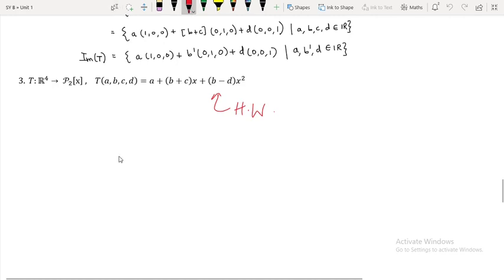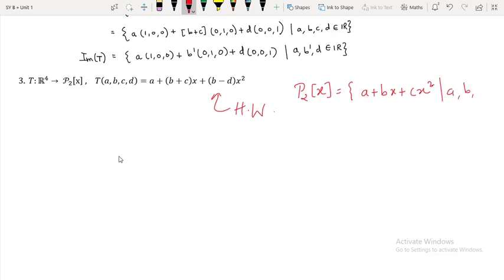P2 of x is nothing but a collection of polynomials having degree less than or equal to 2. So it is of the form a plus bx plus cx square, such that a, b, c belong to R. So this is our P2 of x. Just try this example. If you are not able to do it, we will discuss it in the next class.